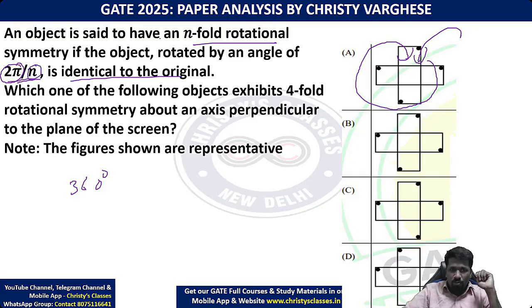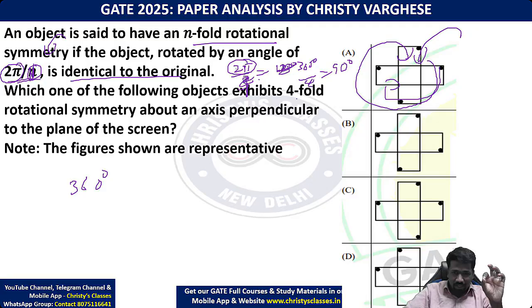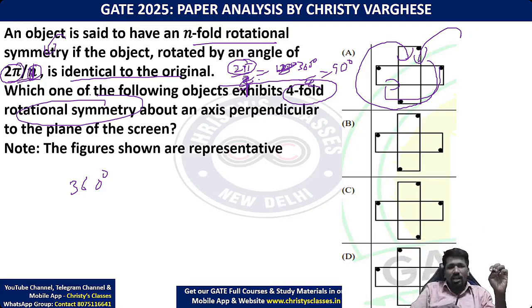But 2π by n means what? n का जगह 1 है तो 2π by 1, that is 360 degree. 2π by n का जगह 2 है तो 2π by 2. 2π by 2 means 2π is 360 degree, 2π by 2 means 180 degree. मतलब 180 degree rotate किया तो ही वापस same picture आया तो that is called two-fold rotational symmetry. 2π by 3 means 360 by 3, 120 degree rotation. 2π by 4 means 360 by 4, 90 degree rotation. So four-fold rotational symmetry means 90 degree rotate करने के बाद same picture आया तो that is called four-fold rotational symmetry.